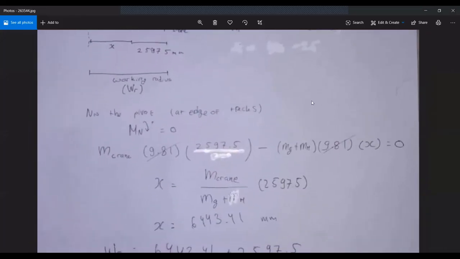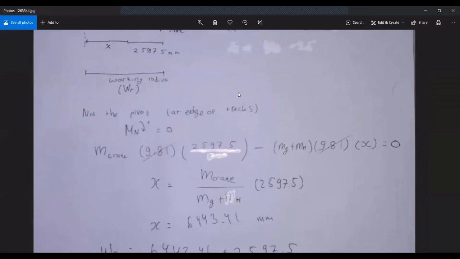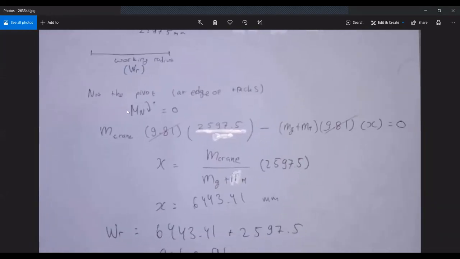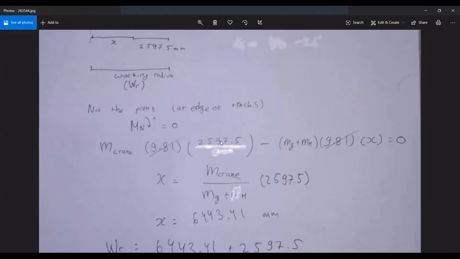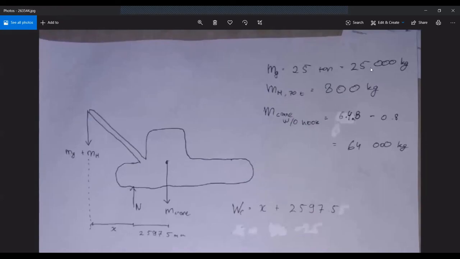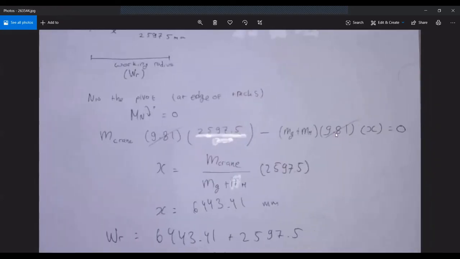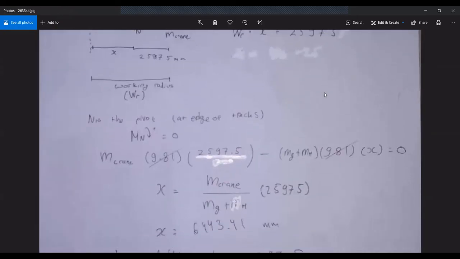So now we can calculate the sigma of the moment, and the pivot is at the contact point at the edge of the tracks. The sigma of the moment is equal to 0, which is the mass of the crane times the gravitational acceleration times the length of the arm, which is 2,597.5, minus the mass at the end of the crane, which is 25,000 kilograms plus 800 kilograms, times the gravitational acceleration times x, which is the length from the end of the track to the hook.